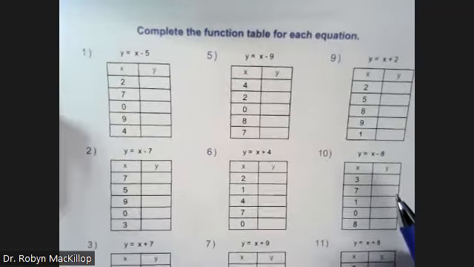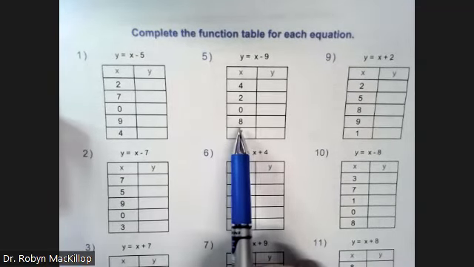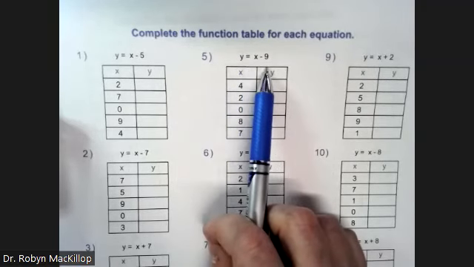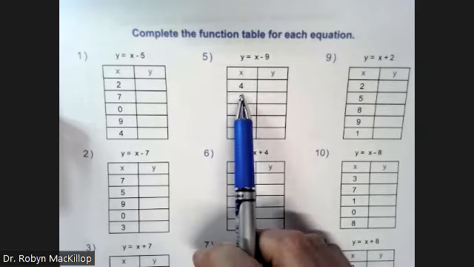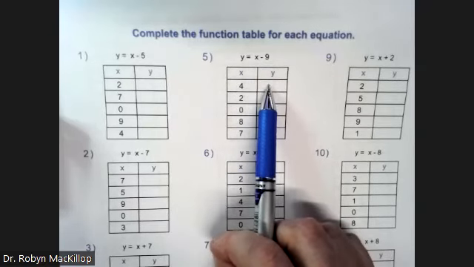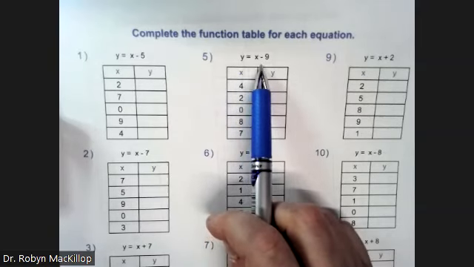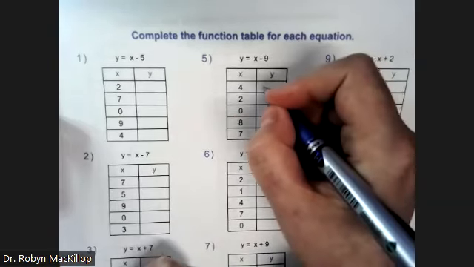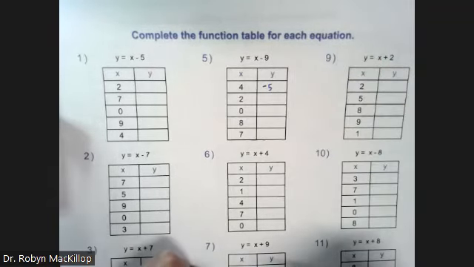function tables, function boxes. So this is what we were working on a couple weeks ago. Here we have our equation, y equals x minus 9. Here we have all our x's. So we're going to plug the x in and then calculate and find our y. So if x is 4, 4 minus 9 is negative 5. That means when x is 4, y is negative 5.